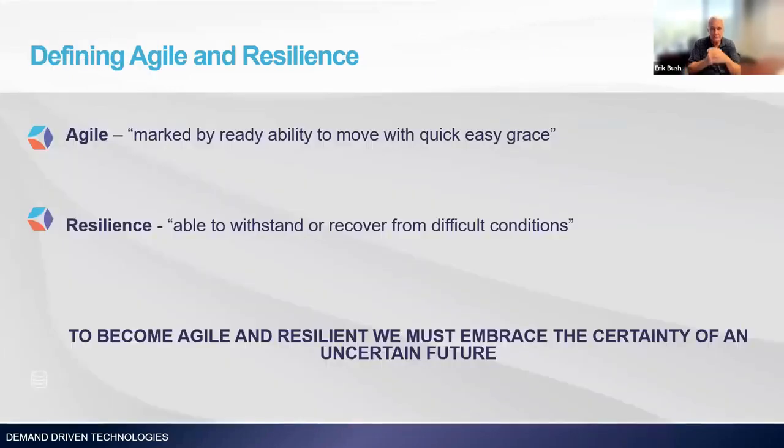So, a lot of buzz in the market around agility and resilience. I went and looked at the definitions of both of those terms. Agility is marked by the ready ability to move with quick and easy grace. That kind of implies that you're flexible. You can turn on a dime if you need to. You can make adjustments very quickly, and it's not a very big challenge for you to do so. And then on the resilience side, that you're able to withstand and recover from difficult conditions. And I think every one of us would agree that if we had those two words describing our supply chain, we would absolutely feel that we were in a much, much better place.